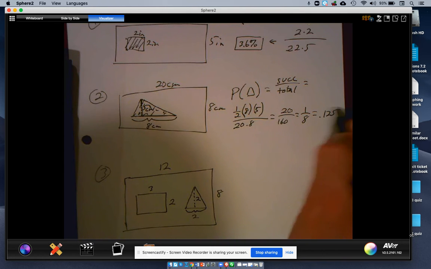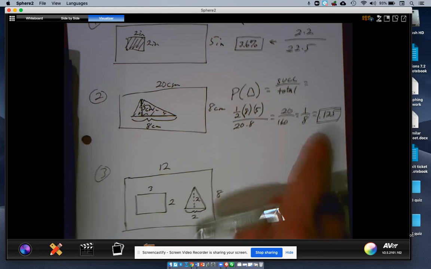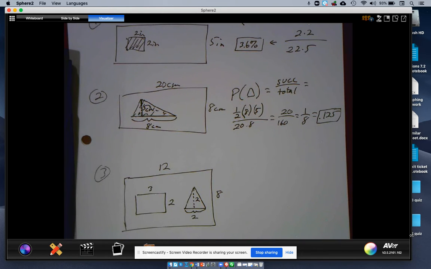So you can leave it at that, or you can change it to a 12.5% chance. You can do it either way. Up here I wanted percentage, here I want decimal. Both are acceptable and good to go.